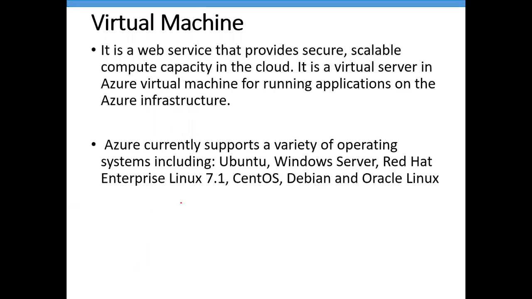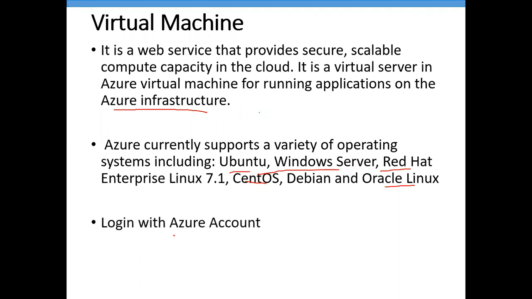How many types of operating system does it support? It supports even Windows, because Microsoft has its own operating system, Windows, so we can use that. It also supports Ubuntu, Red Hat, Oracle Linux, CentOS, and Debian. So we have multiple types of operating system, with the help of which we can create a server. Server means a computer in Azure infrastructure. Under this virtual machine, we can run any type of application we want.